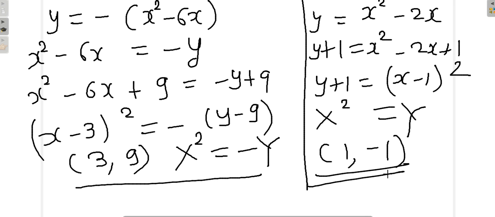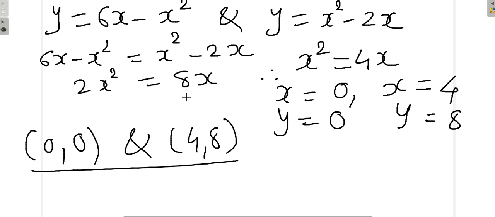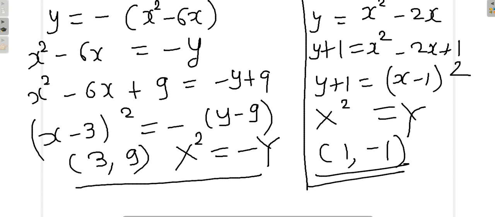So we have x square equal to minus y with 3 comma 9, x square equal to y with 1 comma minus 1, and the points of intersection are 0 comma 0 and 4 comma 8. So we have to now comprehensively draw these two curves.